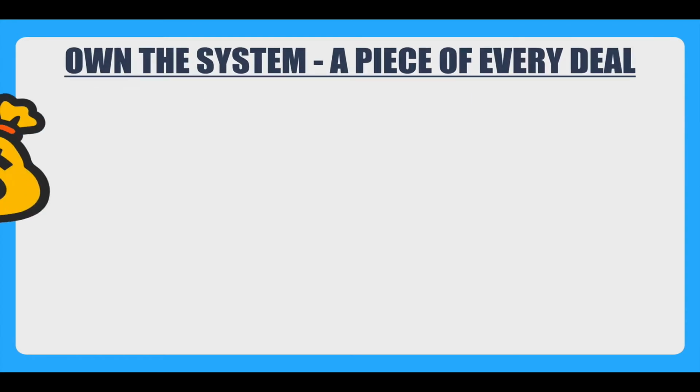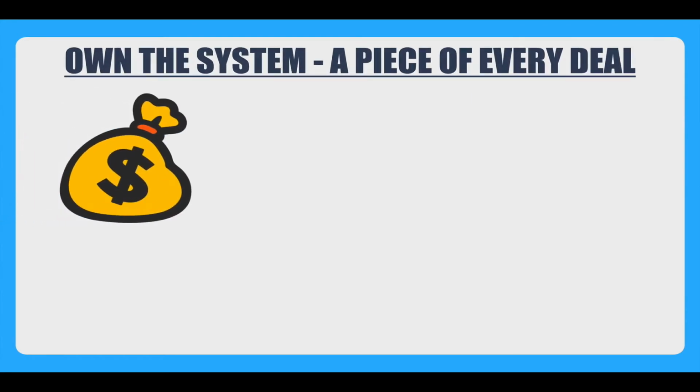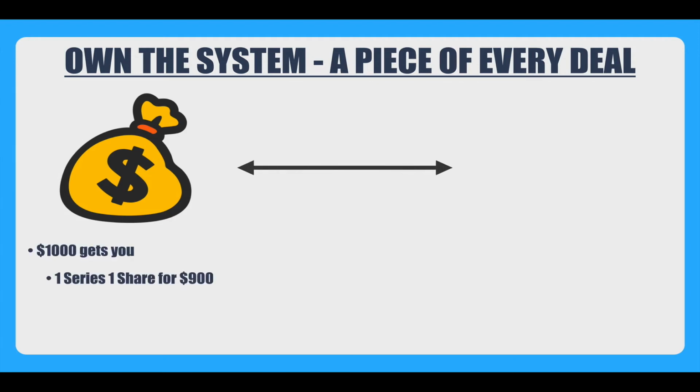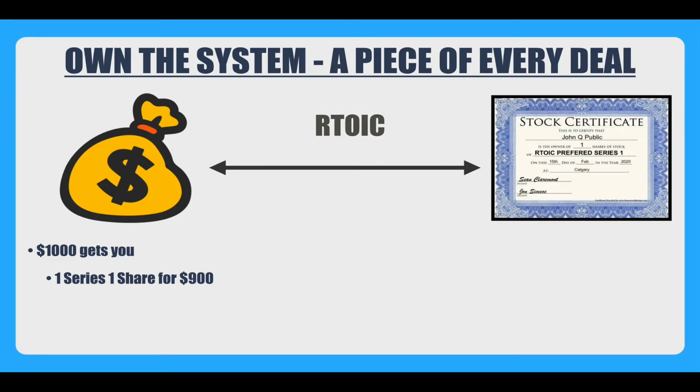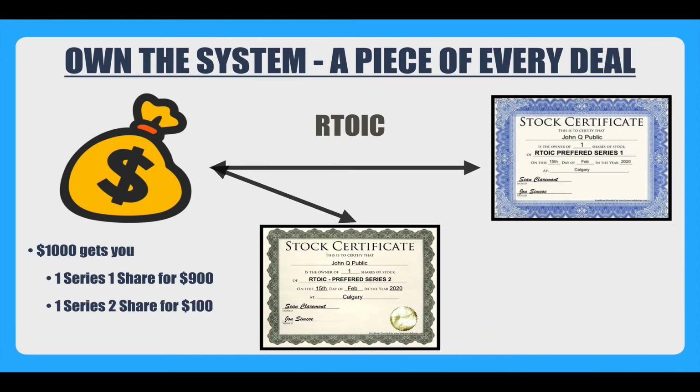This is an amazing opportunity to be able to own the system, which means a piece of every rent-to-own deal. $1,000 into RTOIC is going to get you one Series 1 share for $900, as well as the last $100 of the $1,000 is going to get you a Series 2 share. There is a minimum $5,000 investment, and it can go up in intervals of $1,000.